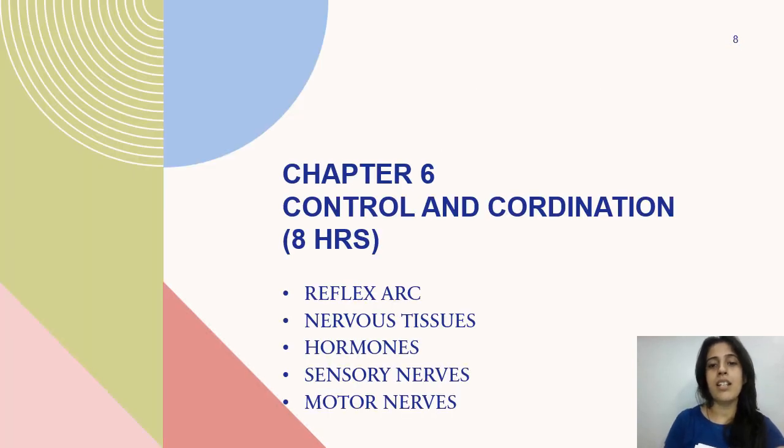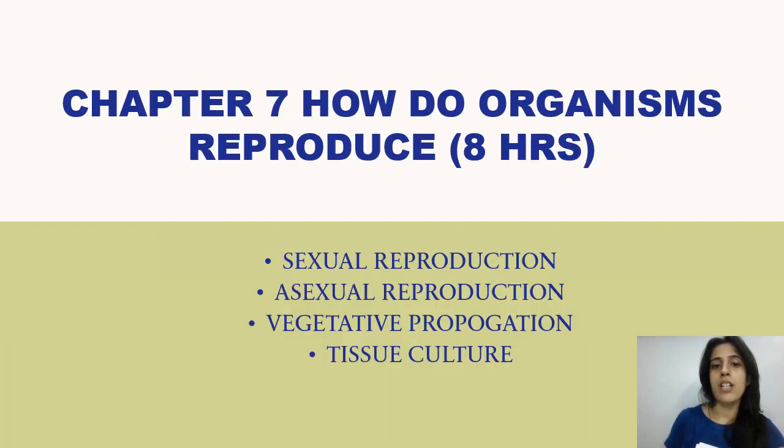In chapter 6, control and coordination, that we will take in 8 hours. That is reflex arc, nervous tissue, hormones, sensory nerves, motor nerves. We will study about reflex arc. In chapter 7, how do organisms reproduce? It will be taken in 8 hours. Sexual reproduction, asexual reproduction, vegetative propagation, tissue culture.